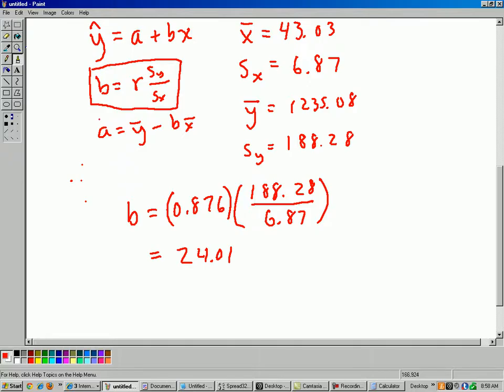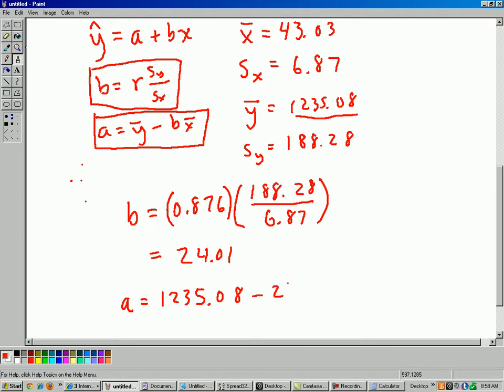All right, now all we have to do is find the y-intercept. So look for this formula right here and just plug in your numbers. So y bar is 1235.08. So just copy the formula here. A equals y bar, 1235.08 minus b, 24.01, times x bar, which is 43.03. And whatever the b is, that's just the result from the previous calculation.